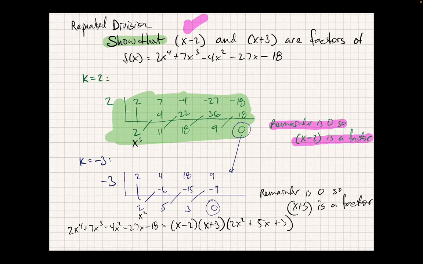If my question instead said completely factor, we always factor even more, because what are we down to now? 2x squared plus 5x. So let's pretend that the question said this instead.